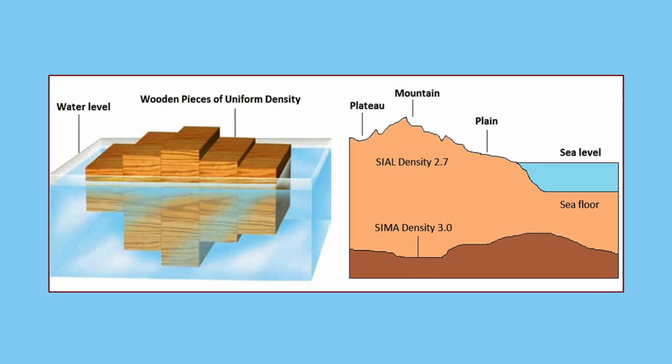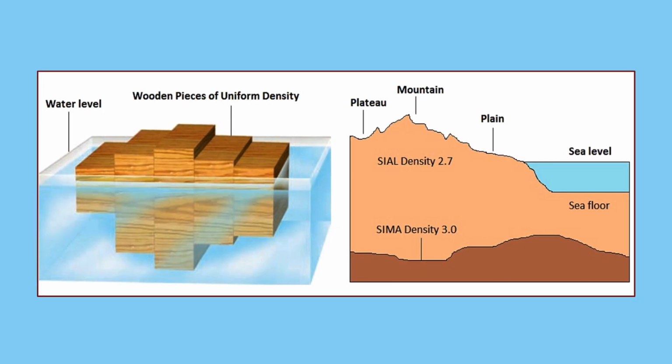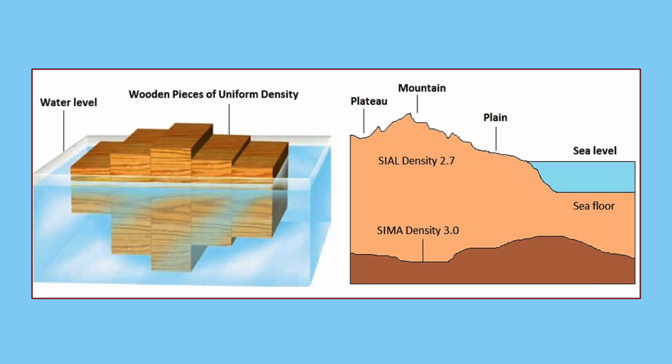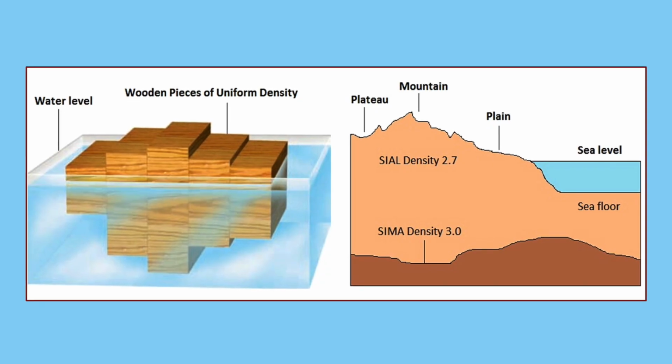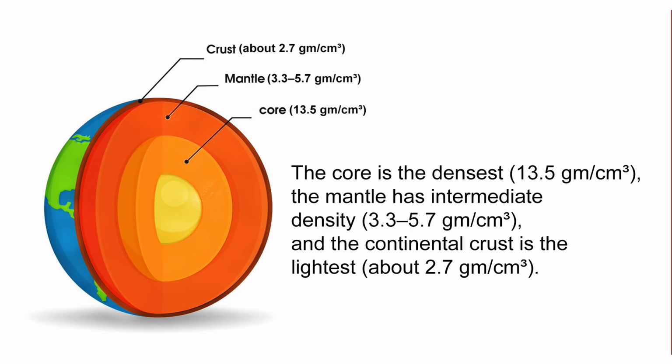The theory of isostasy explains that less dense surface materials like sial float over denser interior layers like sima, with Earth's structure composed of concentric layers of varying densities. The core is the densest, at 13.5 grams per cubic centimeter, the mantle has intermediate density, 3.3 to 5.7 grams per cubic centimeter, and the continental crust is the lightest, about 2.7 grams per cubic centimeter. So, isostasy ensures a balance between these layers.